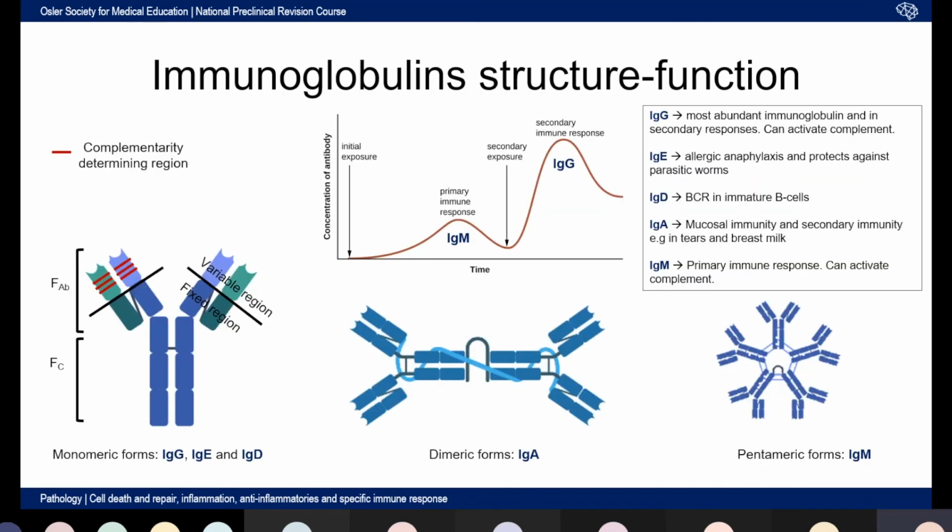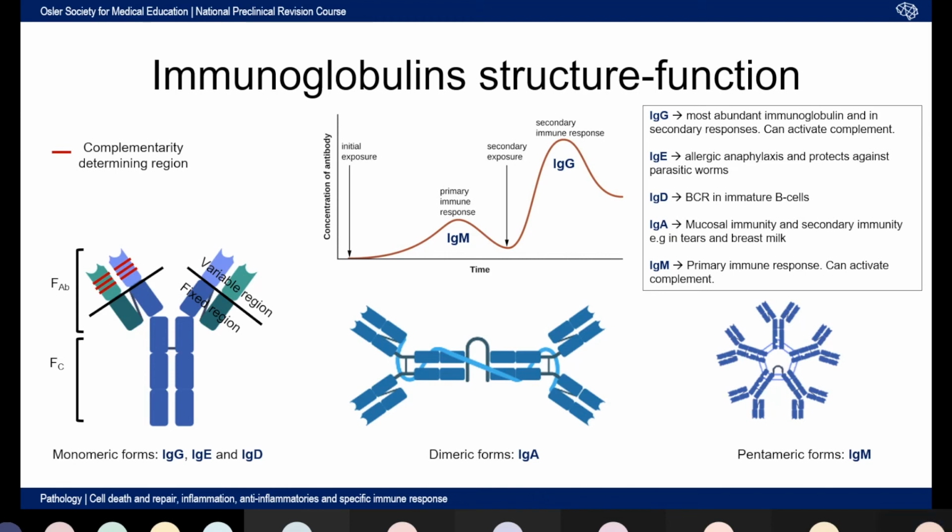Okay, fine. So I've left these three diagrams here, and this is the best way to classify immunoglobulins. Basically there are three sorts of class: monomeric, dimeric, and pentameric. Monomeric is IgG, IgE, and IgD. The way I remember it is GED, sounds like a degree. And then there's dimeric, which is IgA, and then pentameric, which is IgM.